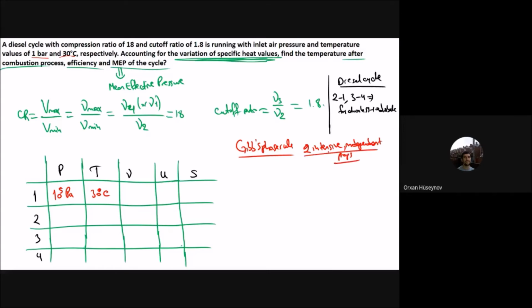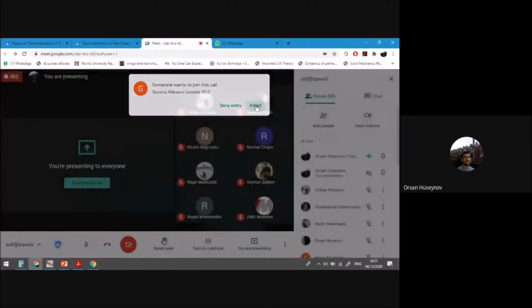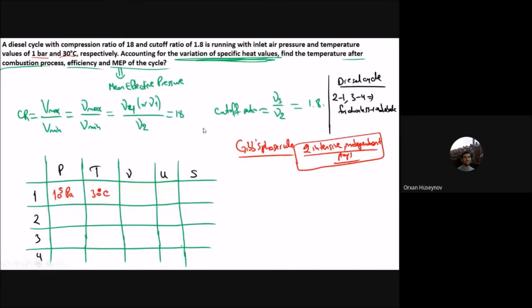Okay, we have to know it. If we know it, we can find any third property. Now let's get the values. For the first stage, where you have the pressure and the temperature, the specific volume value we can find because we know 2 properties here. So the third one we can find. We can find internal energy because we know these values here, and you can also find the entropy.